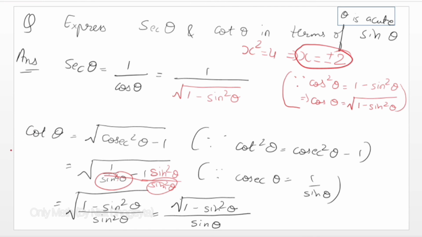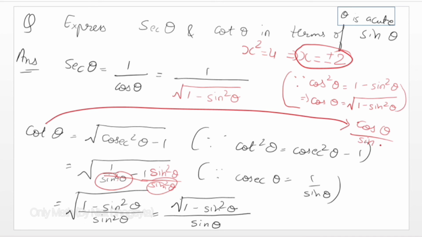You can also convert the same question into another version. You can use cot theta as cos theta over sin theta. And you know cos theta is what? Actually root of 1 minus sin square theta, because cos square theta equals 1 minus sin square theta. And sin theta will remain as it is. That's how you can have this question easily. So there are multiple ways of solving a question, but yes, it's on you. Whichever you find simple and easy, you can go for that.